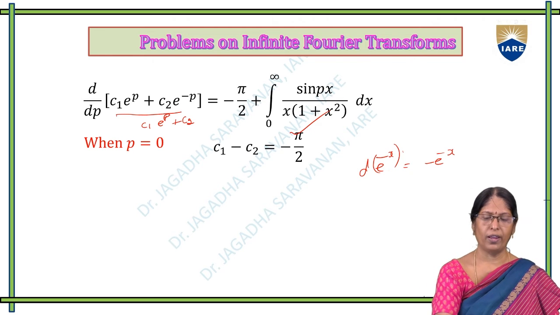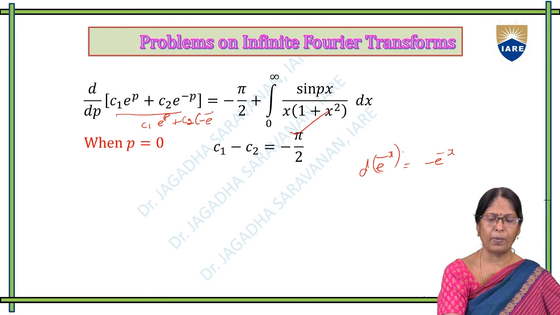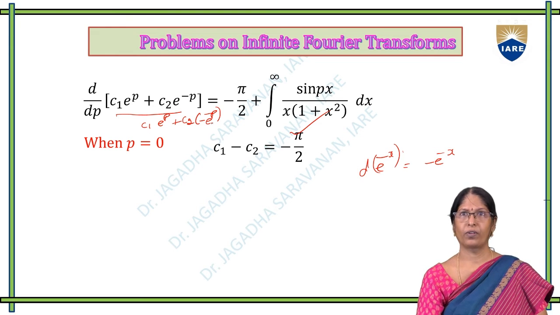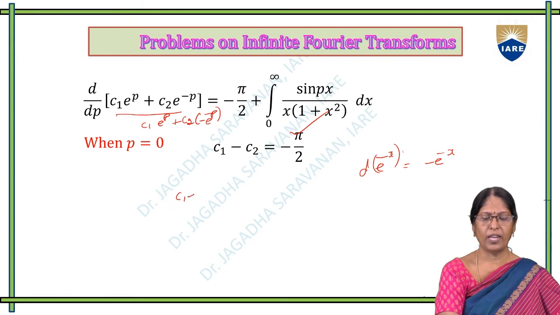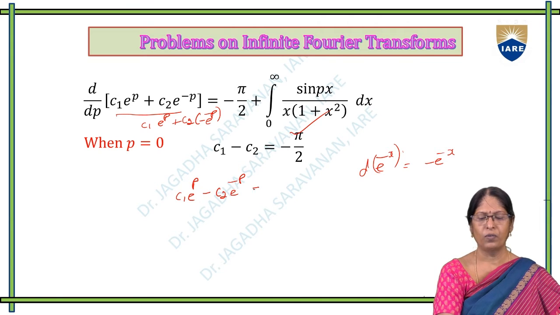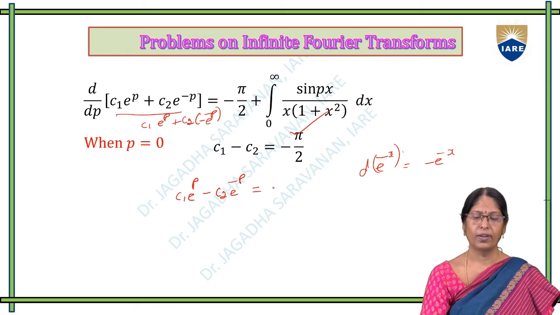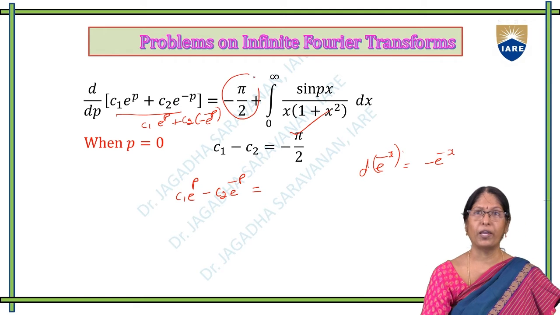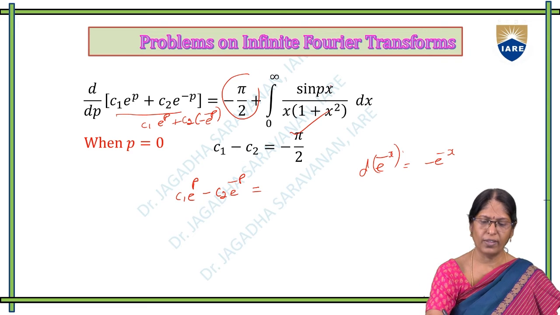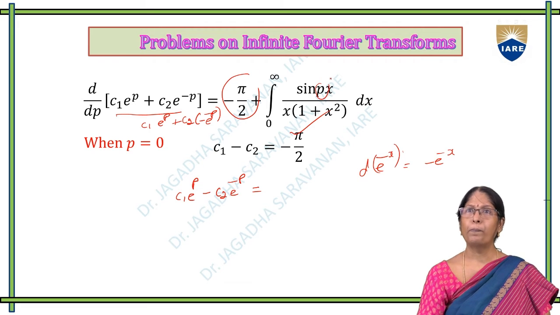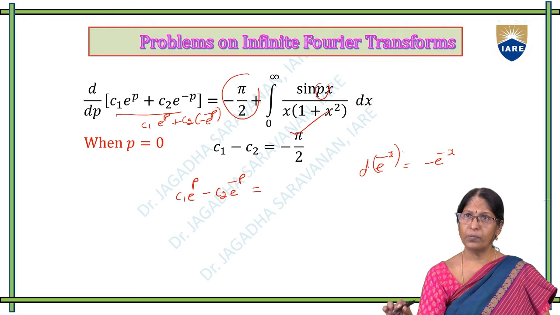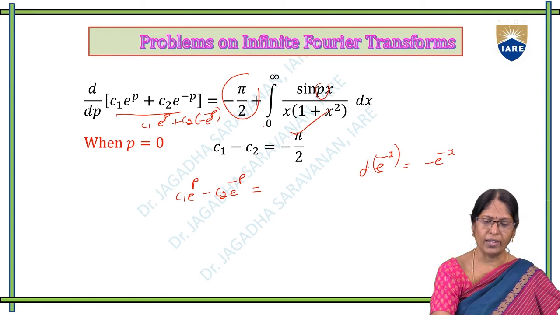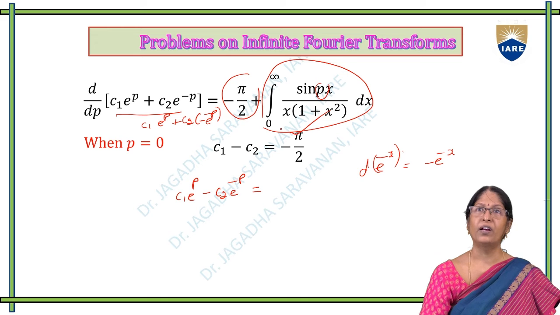So in this way, minus e power minus p is coming. So we got c1 e power p minus c2 e power minus p, which is equal to this side minus pi by 2. On this side, p is there. In the p place we are substituting 0. So sine 0 is 0, and the whole integral vanishes.